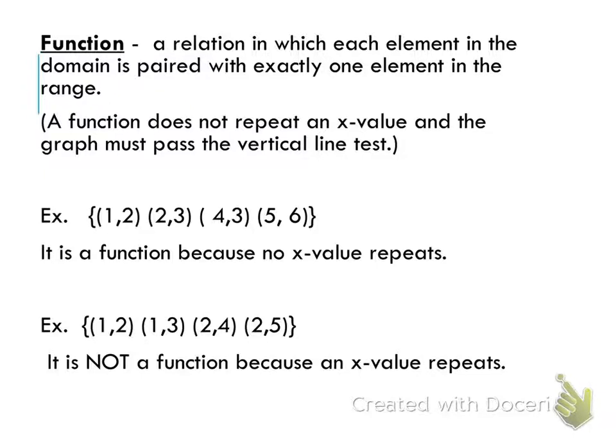A function is a relation in which each element in the domain, my x values, my inputs, is paired with exactly one element in the range, my y values, my outputs. Does that make sense? In other words, a function does not repeat an x value, and the graph must pass the vertical line test, which we'll talk about in a second. Everyone okay with what a function is? If it repeats an x value, it's not a function. Simple as that. So down here, we got a couple of examples of relations. The answers are already here, but let's talk about it.